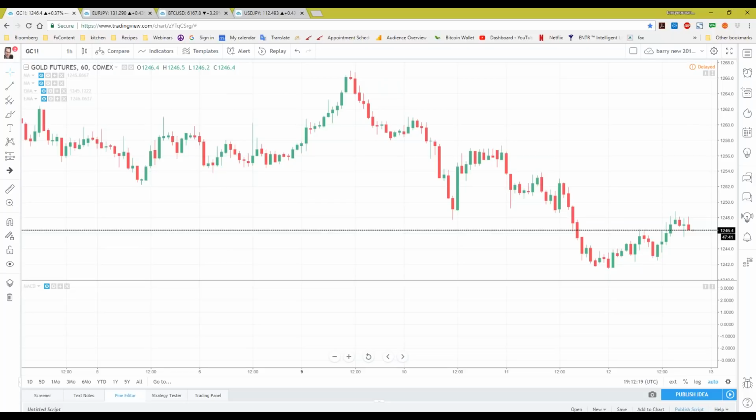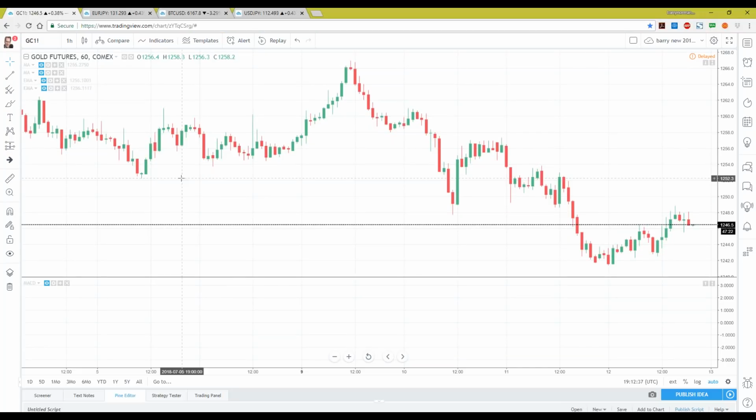Okay, I'm just waiting for it to pop up on the screen. Okay, and on this chart, we're going to start out with putting our 2 moving averages on this chart.